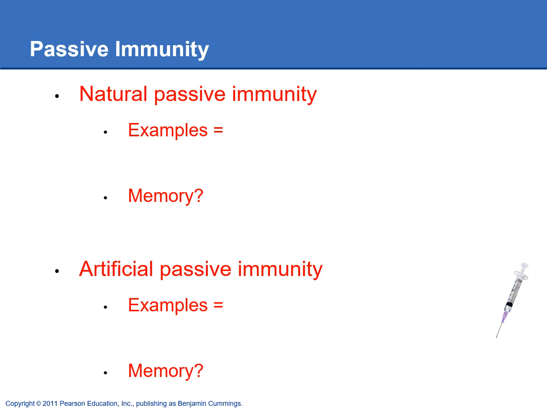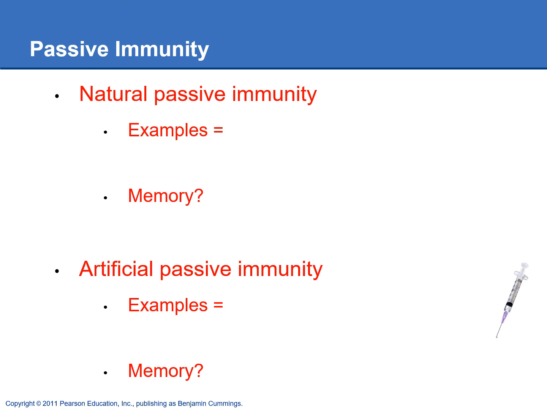So no memory is created because the baby's immune system was not stimulated to react, and so there won't be any memory B or T lymphocytes made. And mom's antibodies last around 2 months, and that's why we start vaccinating the baby around 2 months of age for a lot of the vaccines.